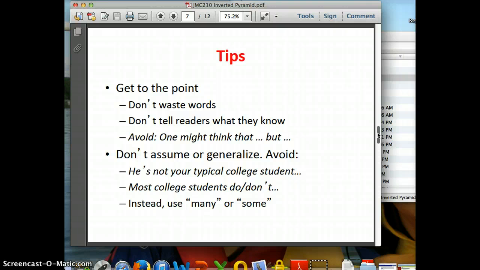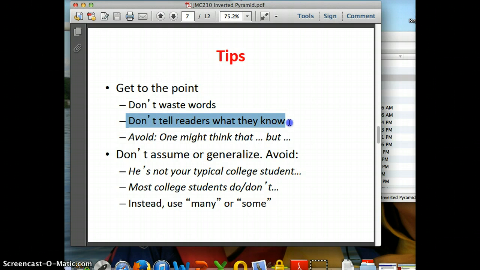Some tips. Well, when you're writing the lead, get right to the point. Don't waste words. Get right to the point. This is not an essay or a research paper where you've got to write a whole paragraph. That's an introduction, that's a whole paragraph. It's not. Okay? Just get right to the point. One sentence, tell me what happened. What happened, when, and where.